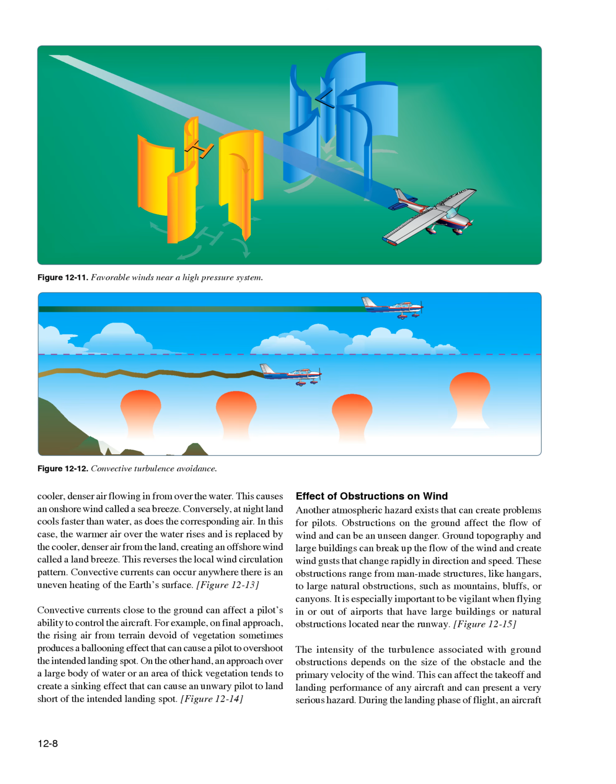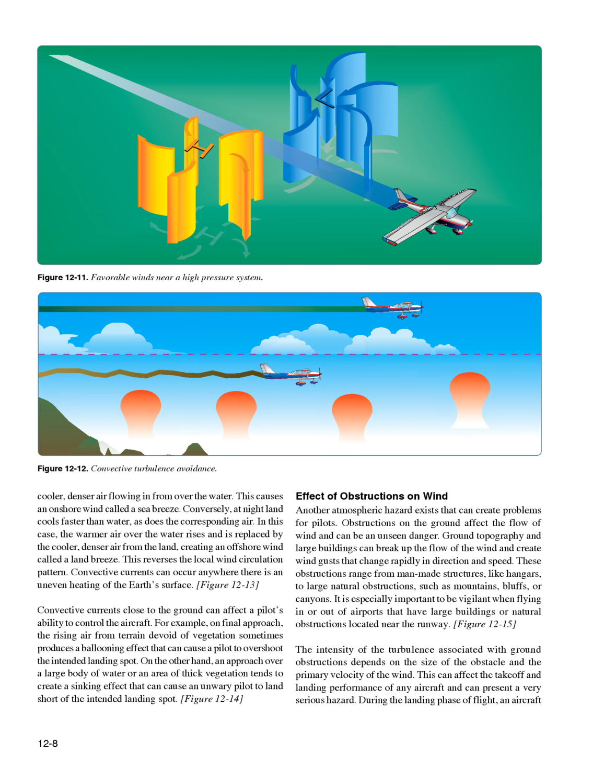Convective currents close to the ground can affect a pilot's ability to control the aircraft. For example, on final approach, the rising air from terrain devoid of vegetation sometimes produces a ballooning effect that can cause a pilot to overshoot the intended landing spot. On the other hand, an approach over a large body of water or an area of thick vegetation tends to create a sinking effect that can cause an unwary pilot to land short of the intended landing spot. Figure 12.14. Effect of obstructions on wind.